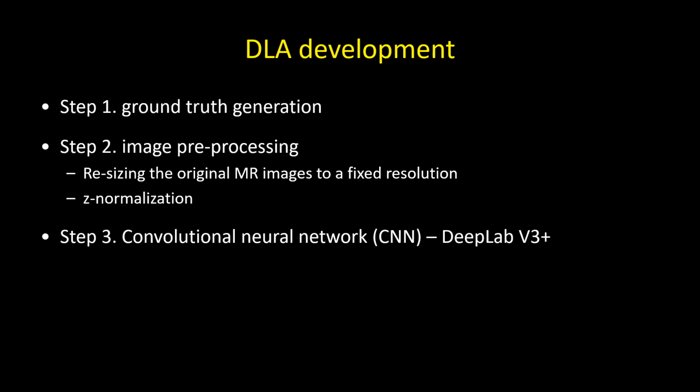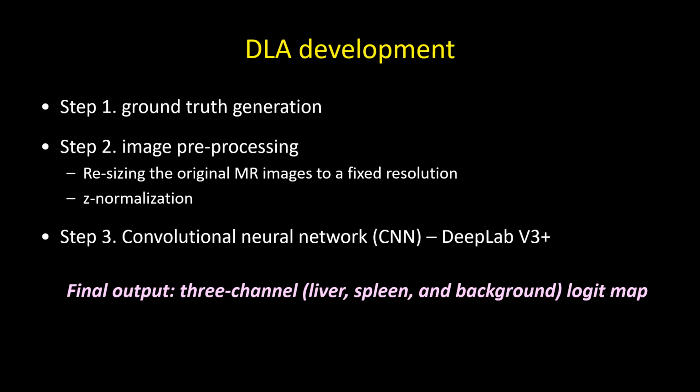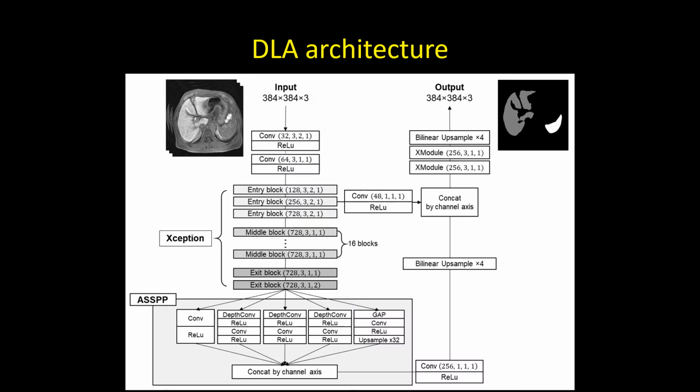To develop a deep learning algorithm, we first generated ground truth segmentation maps. Then, the hepatobiliary phase images were preprocessed through resizing and z-normalization. After the preprocessing, we developed a deep learning algorithm for the segmentation model. We used DeepLab version 3+, a convolutional neural network, for liver segmentation. The final model output was the classification of each voxel among the liver, spleen, and the background. This is the overall architecture of our deep learning algorithm.